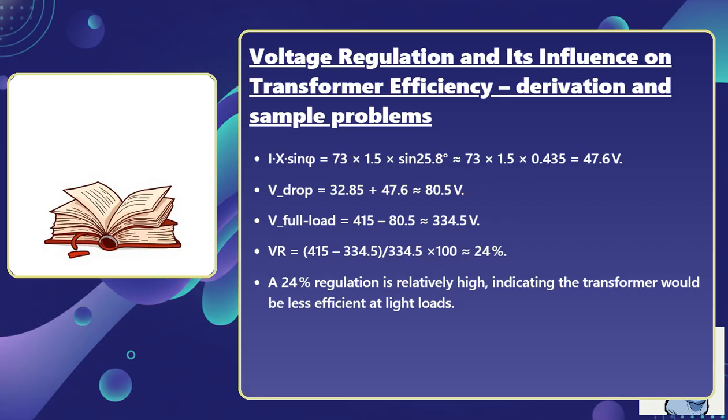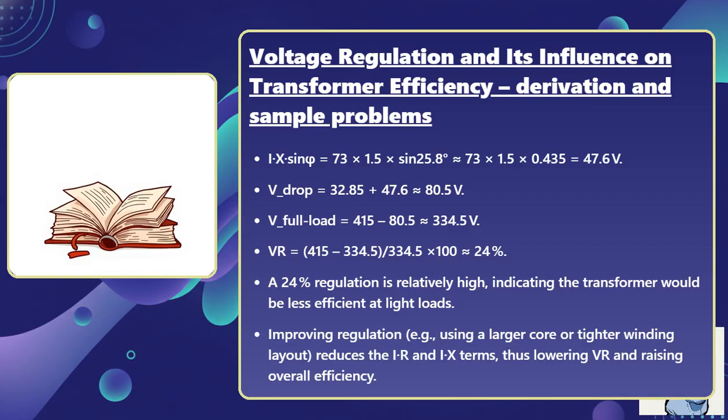A 24% regulation is relatively high, indicating the transformer would be less efficient at light loads. Improving regulation, for example using a larger core or tighter winding layout, reduces the I times R and I times X terms, thus lowering VR and raising overall efficiency.